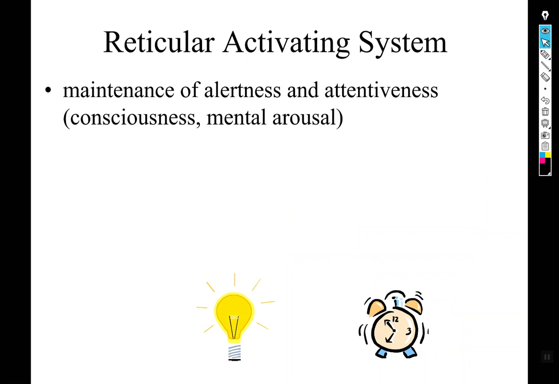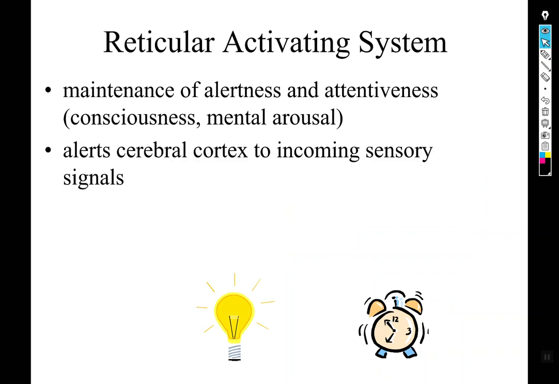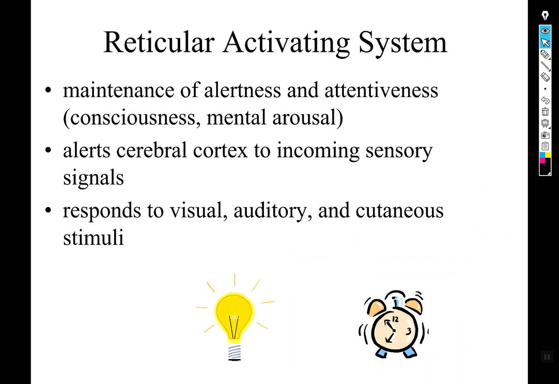This helps the body and the brain maintain alertness and attentiveness. This includes consciousness, so being up and aware of your surroundings, and also mental arousal, so how activated or on is your brain at any given time. One thing that it does to maintain this is it alerts the cerebral cortex, which remember, are the populations of cell bodies that live at the edge of the brain. It alerts these to incoming sensory signals. For example, it'll say, hey, you're about to get some visual information, get ready for that. And also it responds to visual, auditory, and cutaneous stimuli. So it helps to shift your attention from one signal to another as they come up.